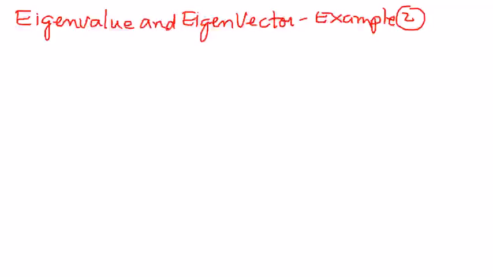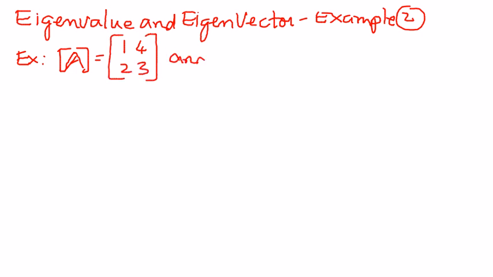Welcome to my presentation. In this presentation, we shall look at an example to see how we can solve eigenvalue and eigenvector. So in this example, let us say we have a matrix A given to us as 1, 4, 2, and 3. Those are the elements of the matrix. And a vector X is given to us, and the components of those are 2 and -1.